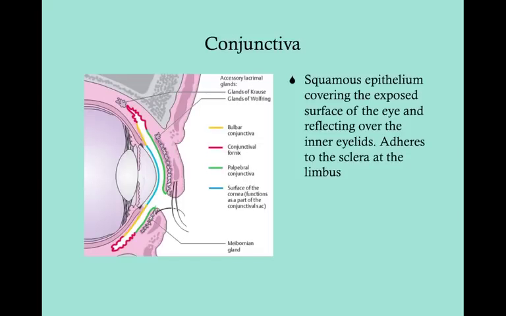So the conjunctiva is a squamous epithelium lined also with goblet cells that produce both a somewhat lubricating and protective layer over the inner eyelids and the exposed surface of the eye. And there are different names for the conjunctiva based on where it's at, but the one I want to draw your attention to is the palpebral conjunctiva, and that's the conjunctiva that's reflected over the inner eyelid.